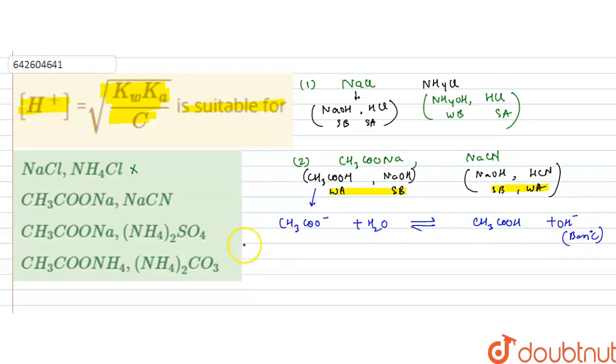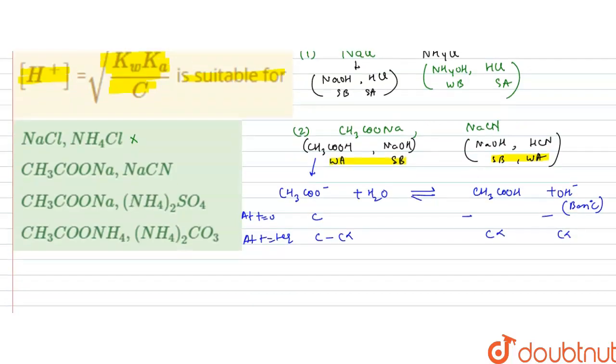At time t equals 0, if its concentration is C, the products will be nil. The concentration of water, present in excess, is not considered. At equilibrium, if it dissociates by alpha amount, it will be C minus C alpha. Its concentration decreases by C alpha, and the two products will each form in C alpha amount.